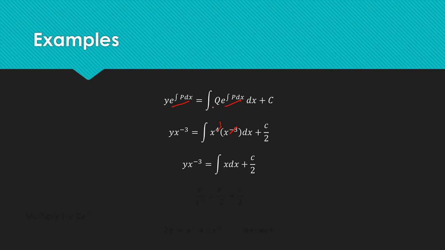So, integrate natin yan. We will have, plus baba na natin itong negative 3. We will have y over x cubed is equal to x squared over 2 plus c over 2. Multiply natin by 2x cubed para mawalan tayo ng denominator. So, we will arrive at 2y is equal to x raised to 5 plus cx cubed.